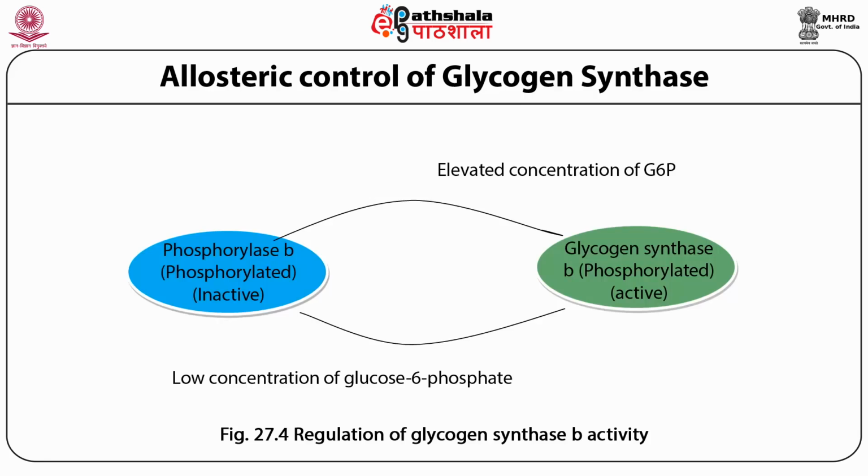Glucose 6-phosphate does not affect glycogen synthase A. Therefore, the glycogen synthase A form is active and is not affected by the concentration of glucose 6-phosphate. In the liver, phosphorylase B is not activated by AMP, that is adenosine monophosphate, and is therefore always inactive. So glycogen degradation in the liver is not responsive to the energy status of the cell. Rather, phosphorylase A is deactivated by glucose.